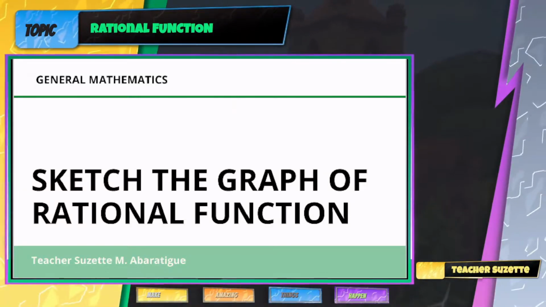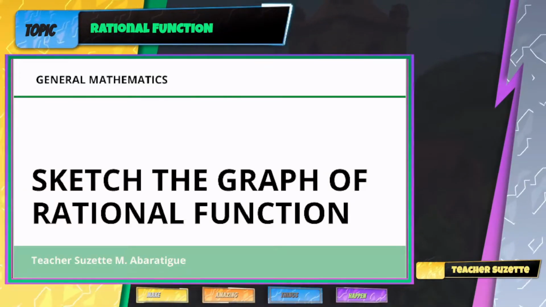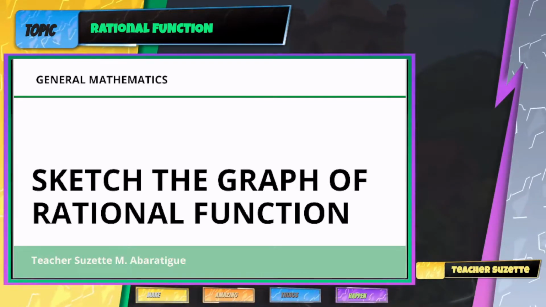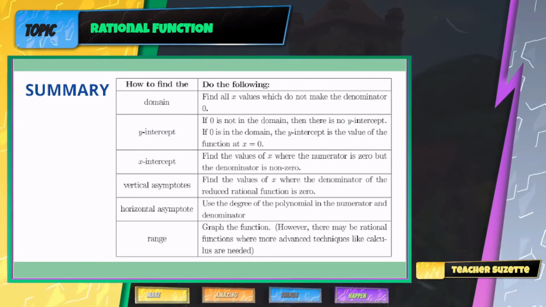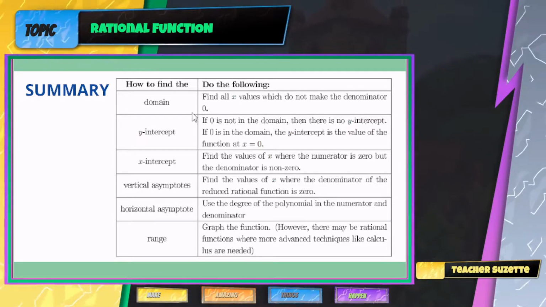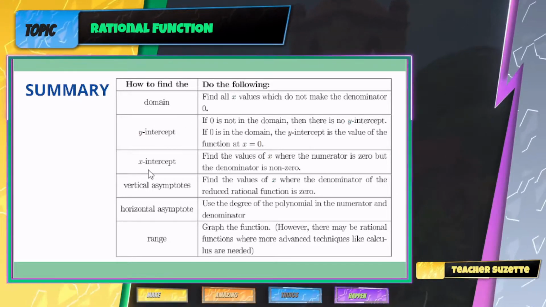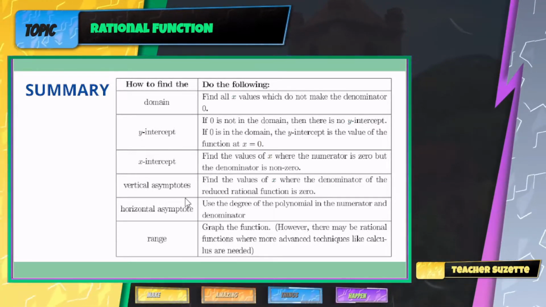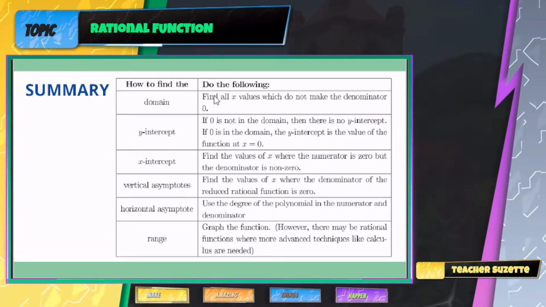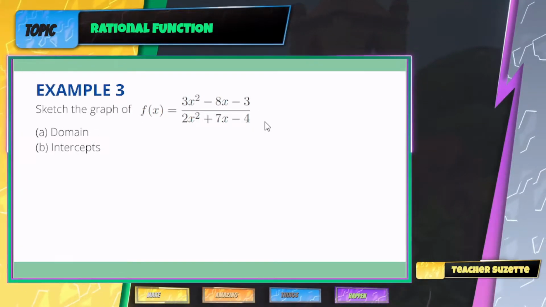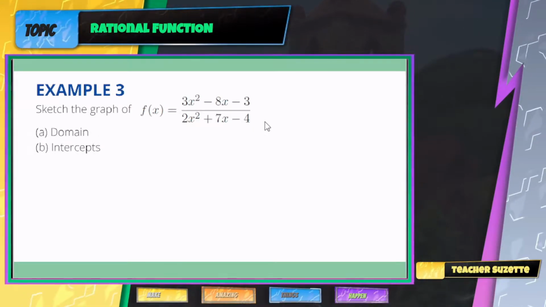Class, in this video, we are going to have another example under sketching the graph of a rational function. I hope that throughout our discussion, you are now familiar with how to find these important points and lines in our graph. So let's now jump to our example number 3.